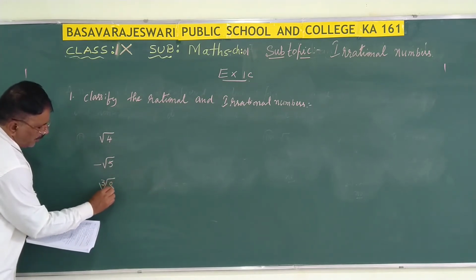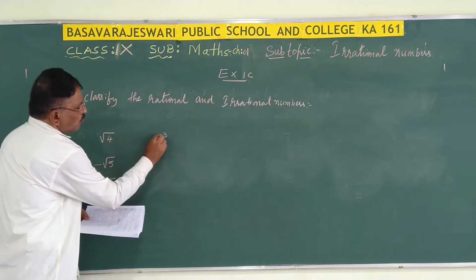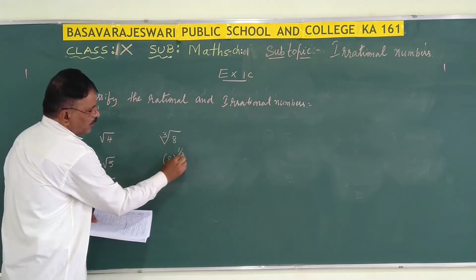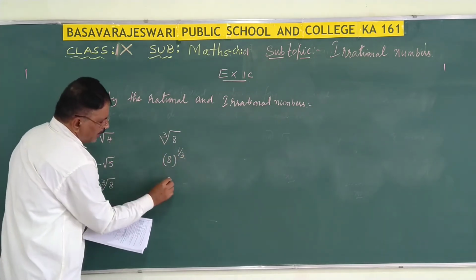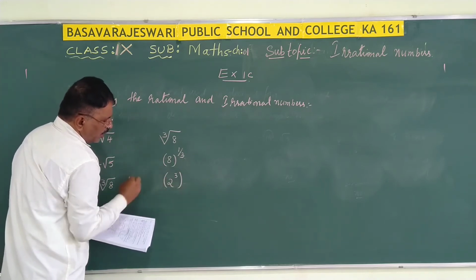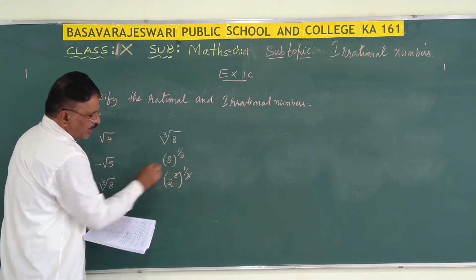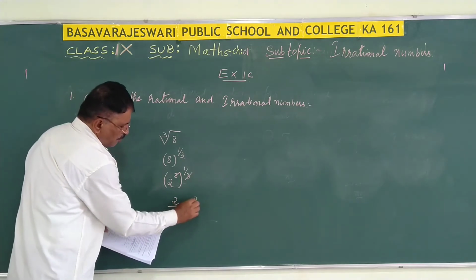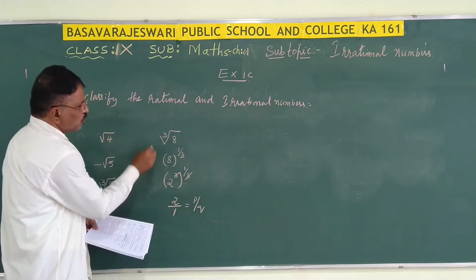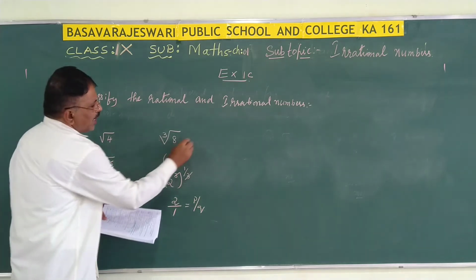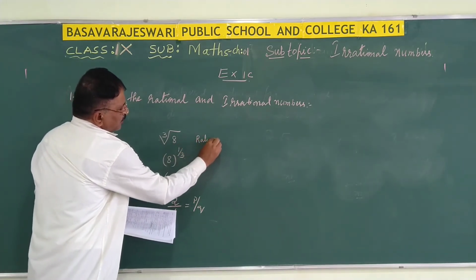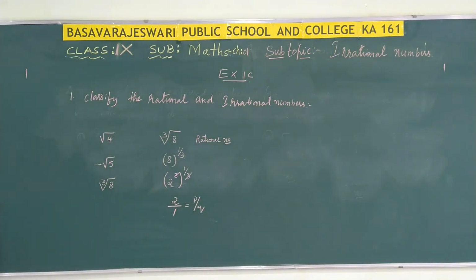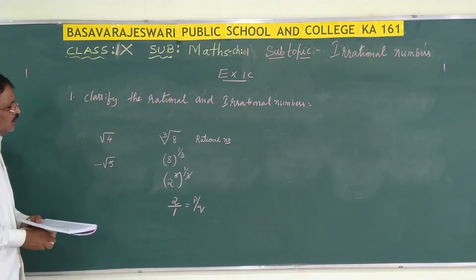3, cube root of 8. See, cube root of 8 can be written as 8 to the power of 1 by 3. 8 can be written as 2 to the power of 3, and then 1 by 3, so the 3 will get cancelled. We will get 2. 2 can be written as 2 by 1, which is in the form of P by Q, where Q is not equal to 0. Therefore, cube root 8 is a rational number. That means I will remove this from the homework.